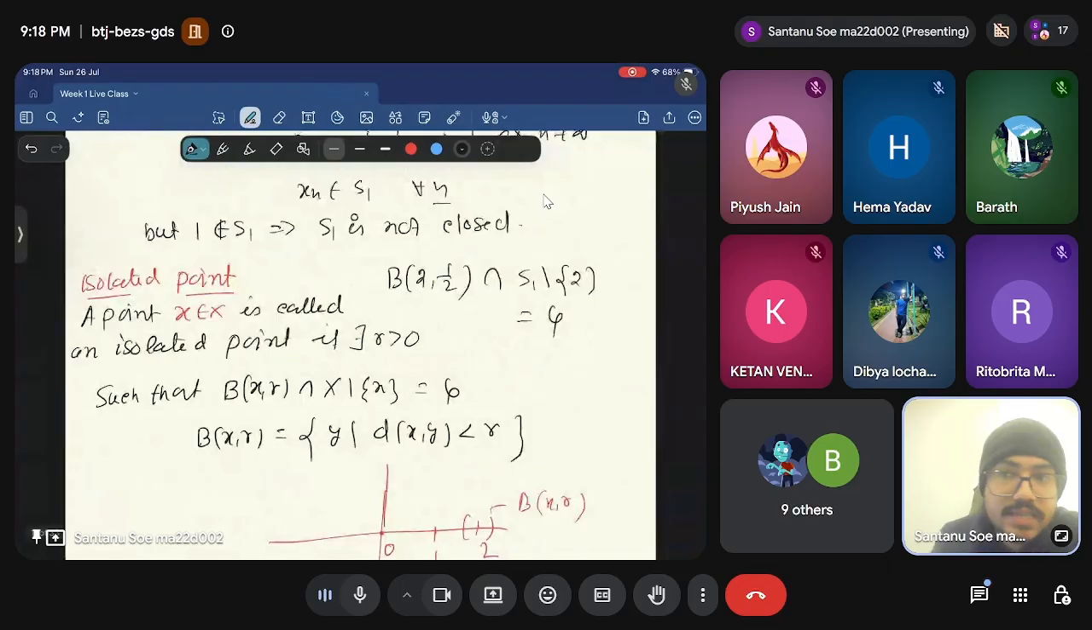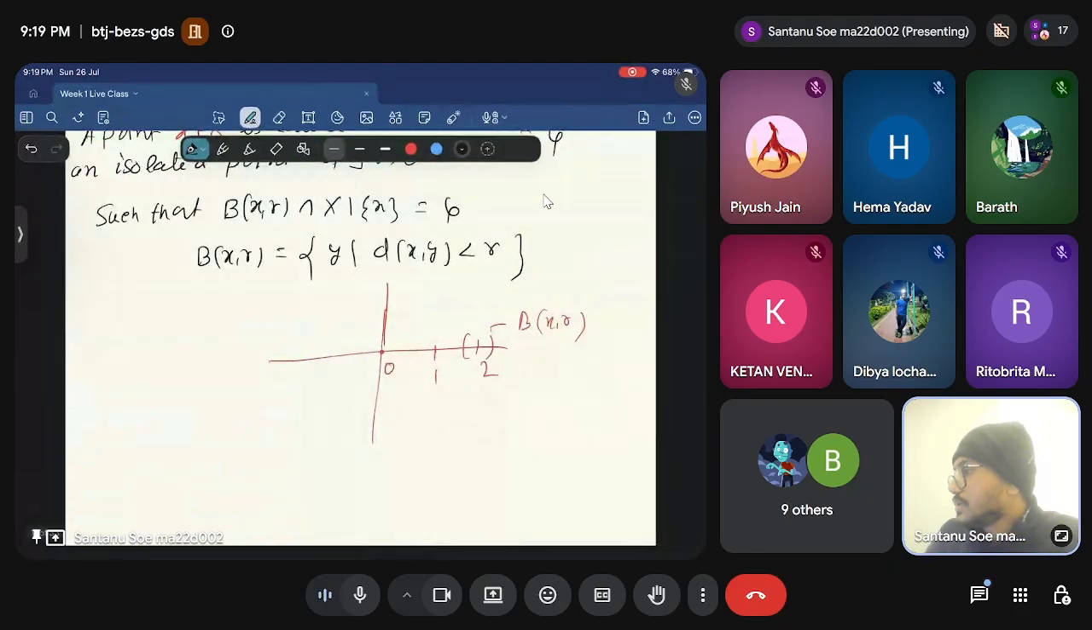So is this isolated point argument clear to everyone? The definition of an isolated point and why in this case for both S1 and S2, 2 is an isolated point. I hope it is clear, and if there are any doubts you can ask me in the next class always. So yeah, let me go to the next question.